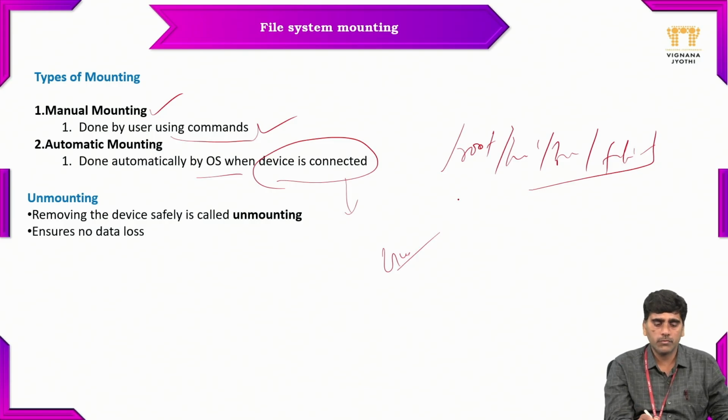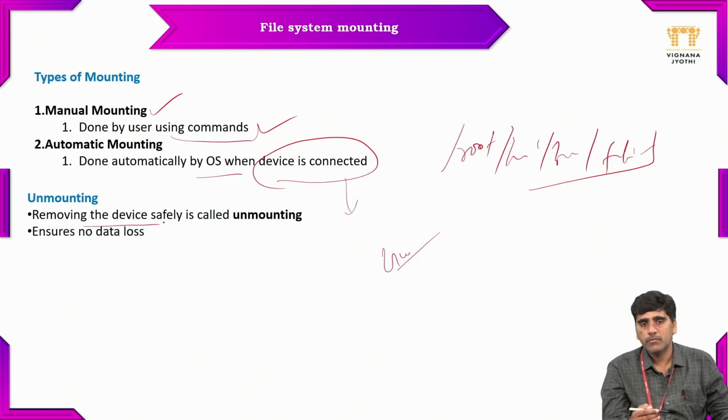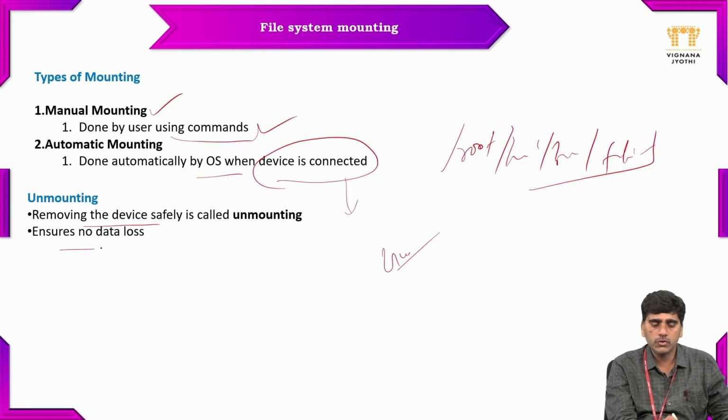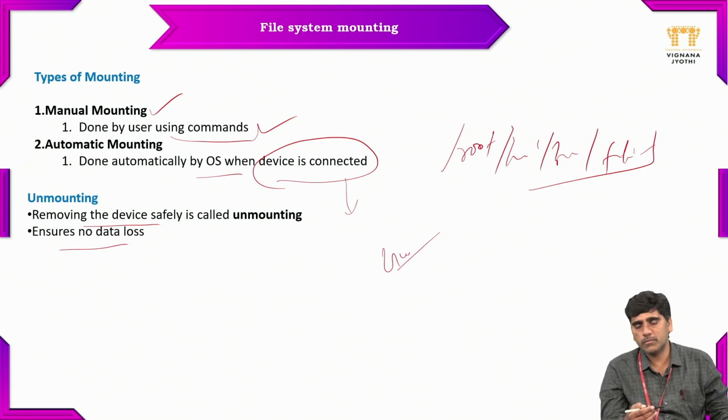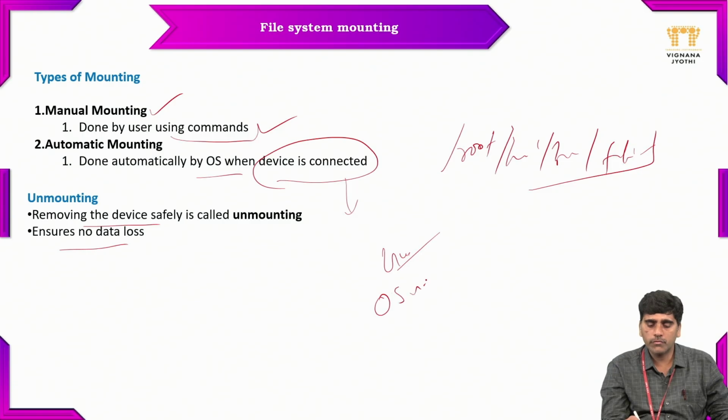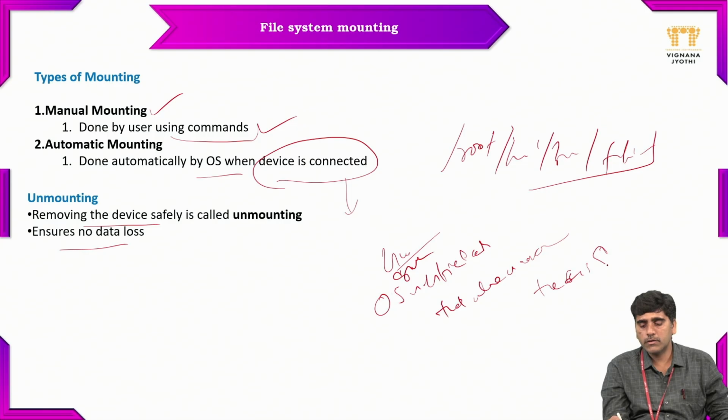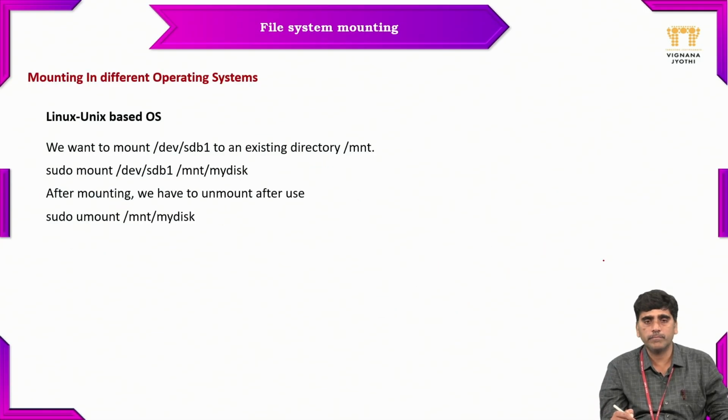And unmounting is nothing but what? Removing the device safely from the mount point. If you do not do the unmounting process properly, data loss will occur. So to prevent that, you need to remove the devices safely. Because of that, the OS always gives notifications that the device is safely removed. Like that, notifications are released from the operating system.